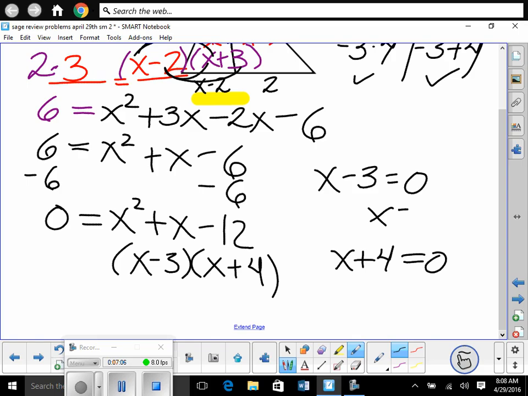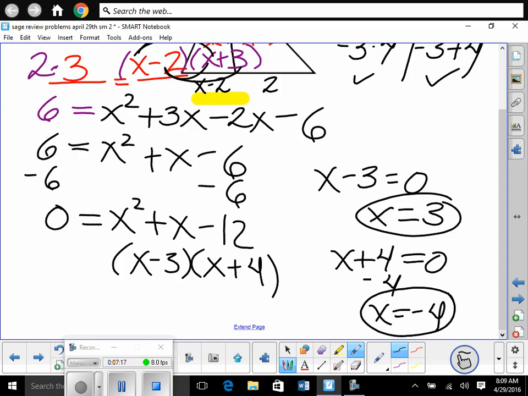So we have x is equal to 3. We add 3 to both sides. 3. Awesome. We have what? Good. So we have x is equal to negative 4. Now don't necessarily throw out both of those, any of those answers. Let's go check up here and see what we're looking at.